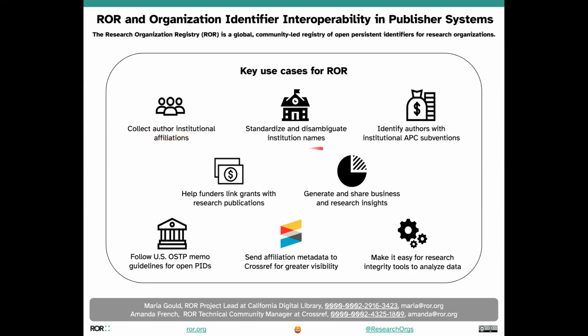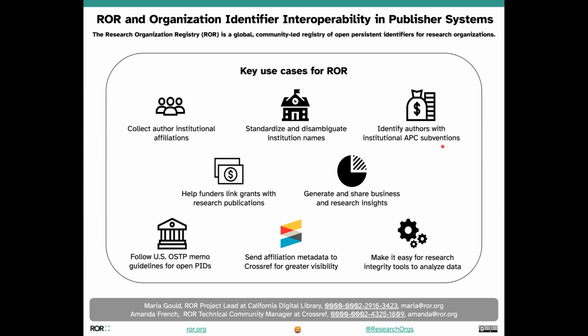ROR can also help you standardize and disambiguate institution names. If you have legacy data with messy variant forms of organization names, the ROR API affiliation matching service can apply various algorithms to that text and suggest the most likely matching ROR record. Because ROR is open infrastructure and open data, other organizations have been able to build machine learning and artificial intelligence tools that can also help you perform this task.